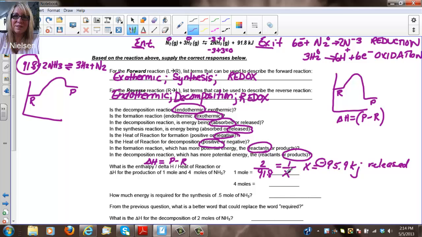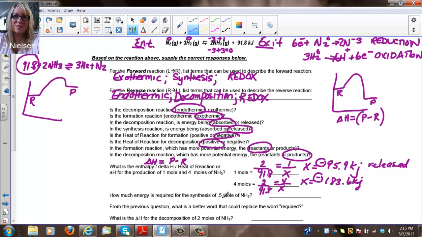Now, if I have 4 moles, you can intuitively see that 2 moles produces 91.8. So if I double that and I have 4 moles, I should be doubling my 91.8. So again, I'm starting with 2 over 91.8. And what am I going to get when I have 4 moles over x? Well, when I cross multiply and divide, I get 183.6 kilojoules. Again, it's going to be released or negative.